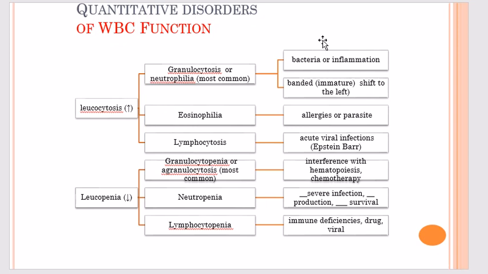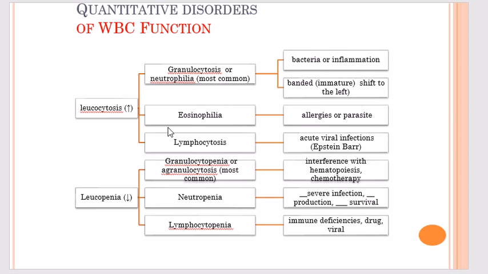Now on the far right here, you can see the causes of these disorders. So sometimes when there's an increase in the number of white blood cells, it can be because there's some sort of bacterial infection or inflammation present in the body. We can also have more immature white blood cells being released, and this is represented by bands of white blood cells in a blood cell test, where it's evident that there has been a shift to the left.